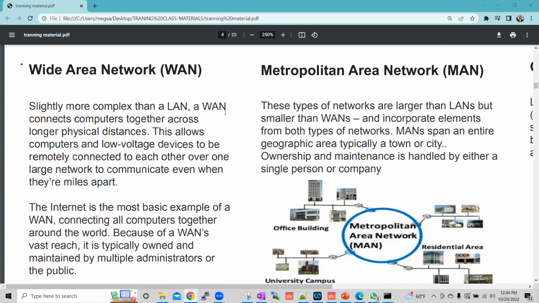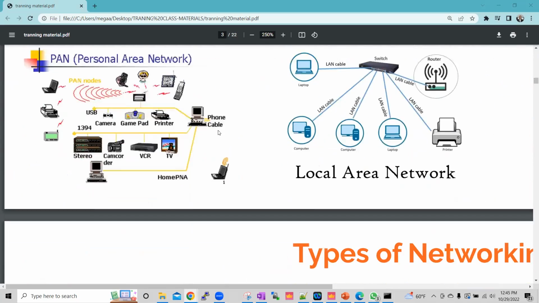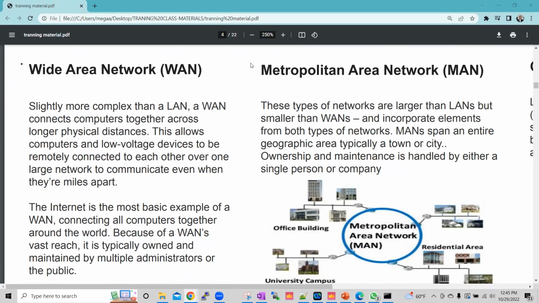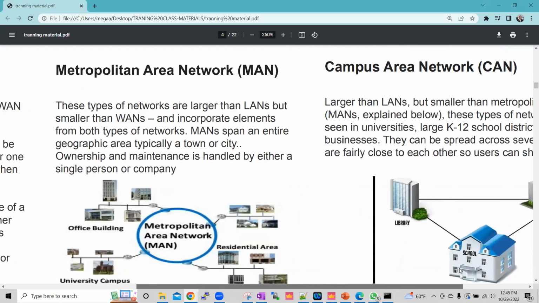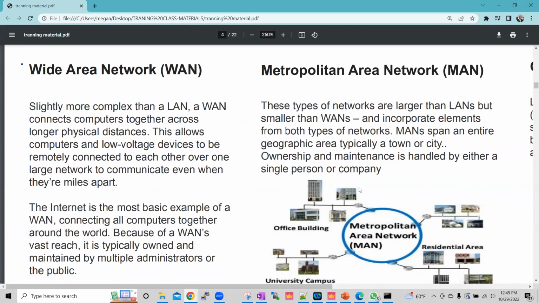So now we are going to talk about the other part of network, which is the wide area network. The wide area network is the opposite of the LAN. Just know it that way. All the others, metropolitan area network, campus area network, we don't really need them, but you can read up on them on your own.